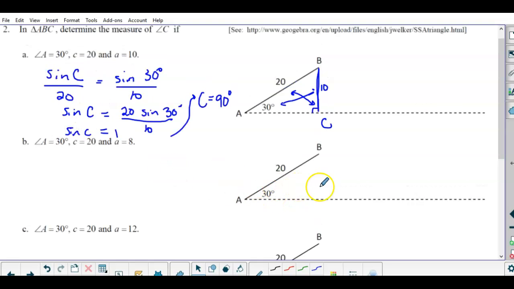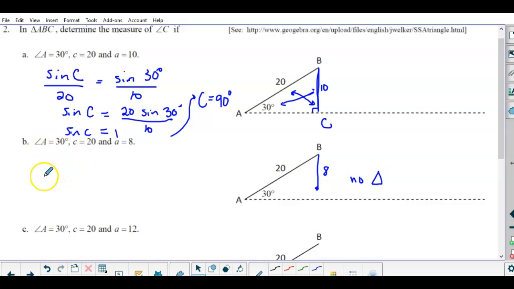Okay, next one. Now we're opposite 8. Well, because we've already done the last one, and this angle is the same and 20 is the same, you'll probably figure out there's no answer to this, because think about it: the closest distance from a point to a line is at 90 degrees, right? If I were to go to the right here, it would be longer. To the left here, it'd be longer. 8 is shorter than that. So we're really only going to get to like there, all right? And so there's no triangle. Okay, so no triangle exists.